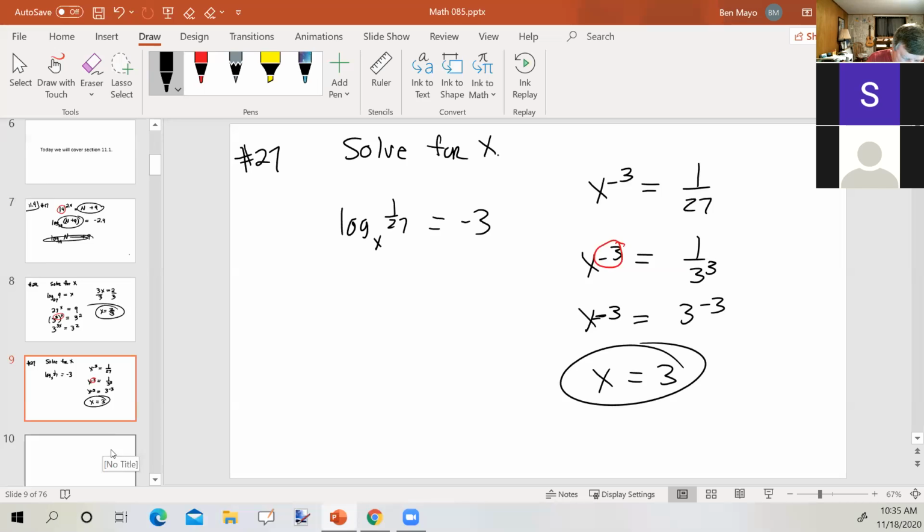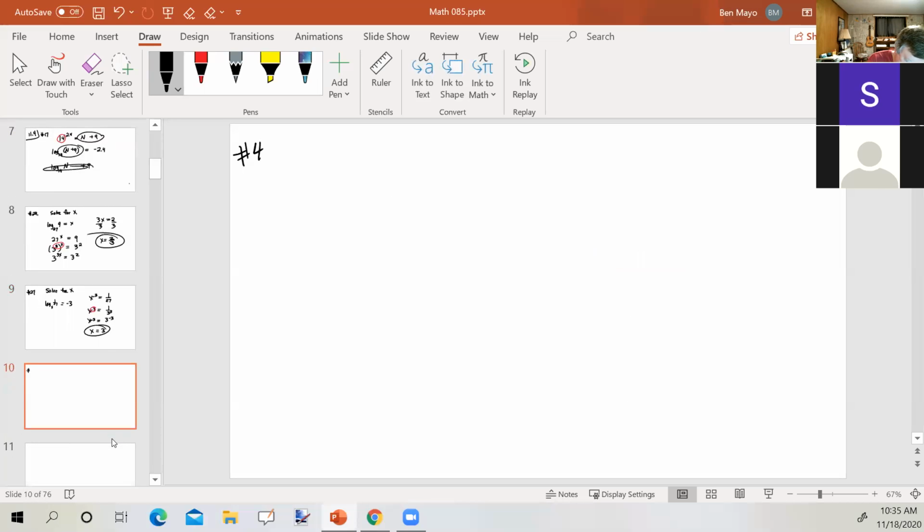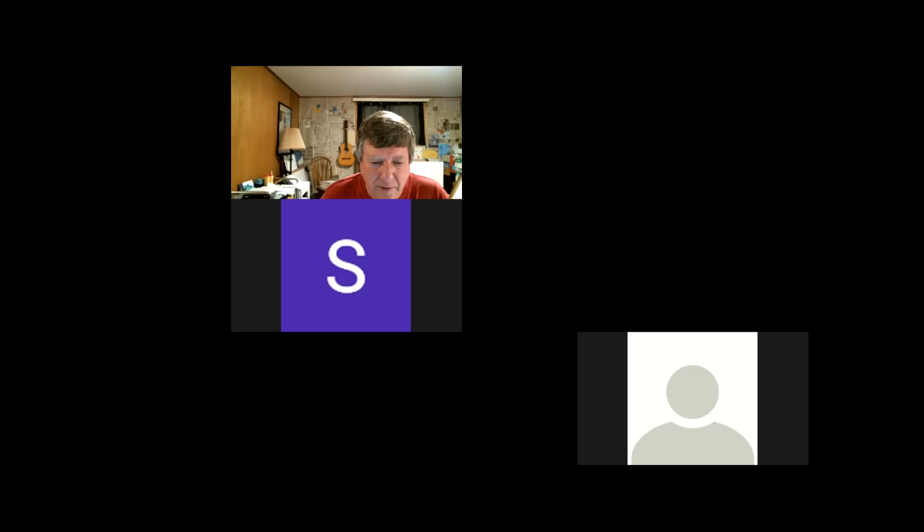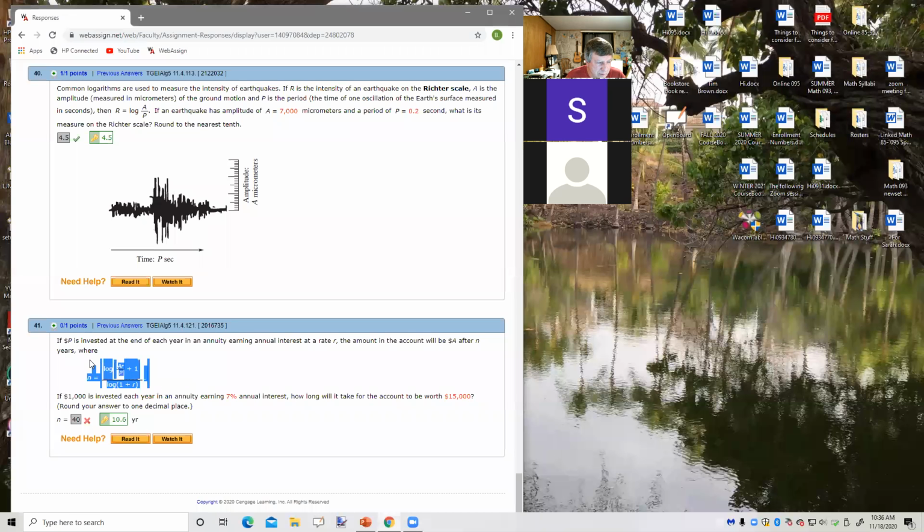Okay, going on. Here's number 41. It says if P dollars is invested at the end of each year in an annuity earning annual interest at a rate of R, the amount in the account will be A dollars after N years where, and then it gives this big long equation. You know what? I'm going to show this formula because it's so long. So we're looking at this whole thing here.